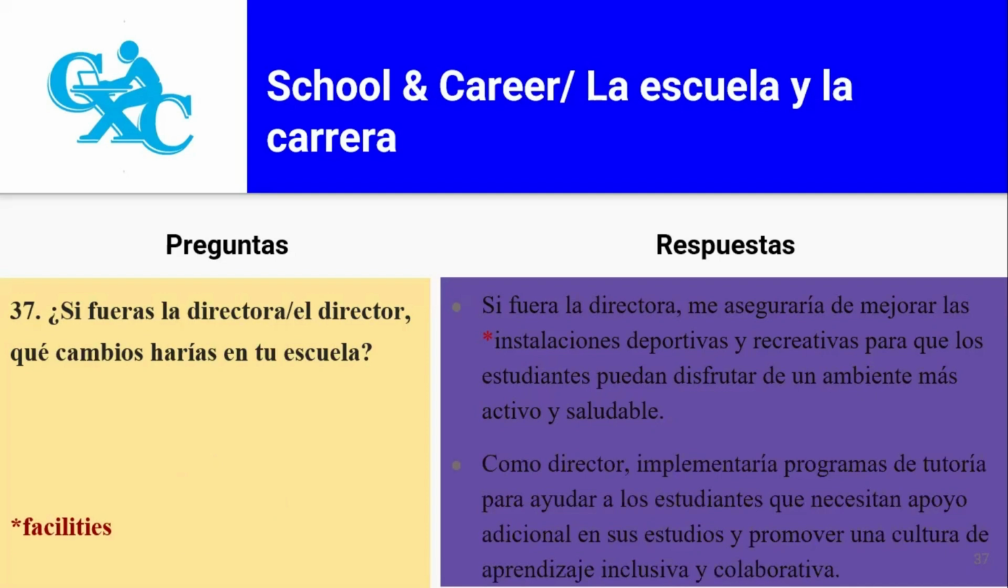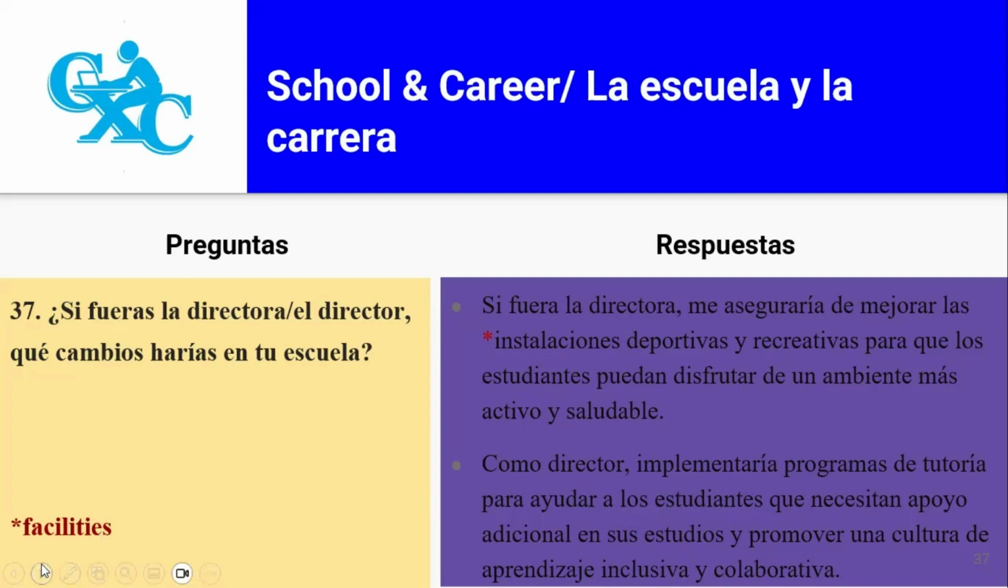Como director, implementaría programas de tutoría para ayudar a los estudiantes que necesitan apoyo adicional en sus estudios y promover una cultura de aprendizaje inclusiva y colaborativa. Excelente. So look at this. You can pick out some. You don't have to elaborate and say as much, but these are ways we're providing you of how you can answer these questions. All right, so to familiarize you with new vocabulary, to enhance your vocabulary, students. If you put in the work, of course, you can do it. Okay, all right. Excelente. Let's continue.